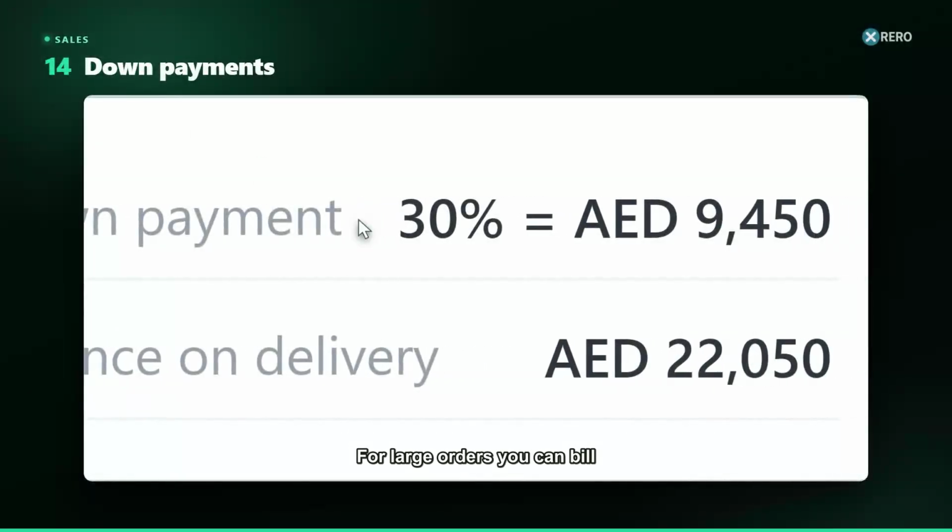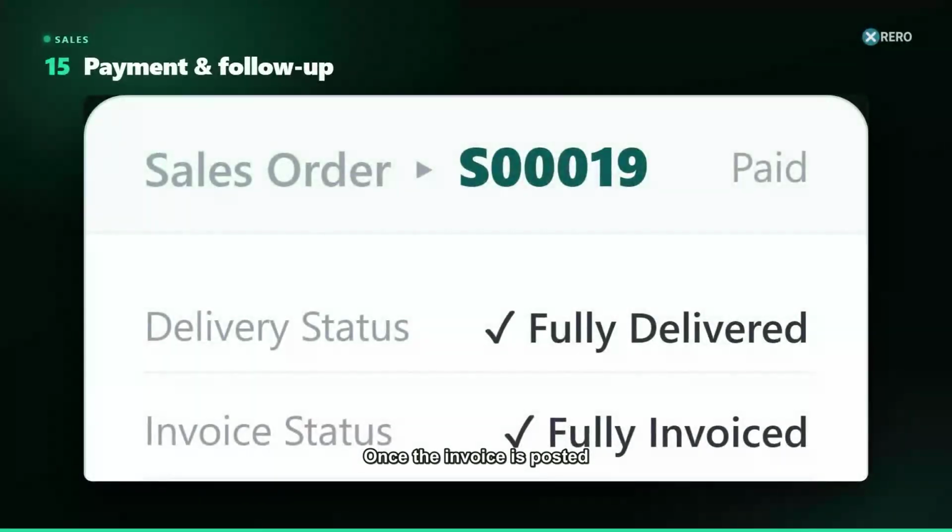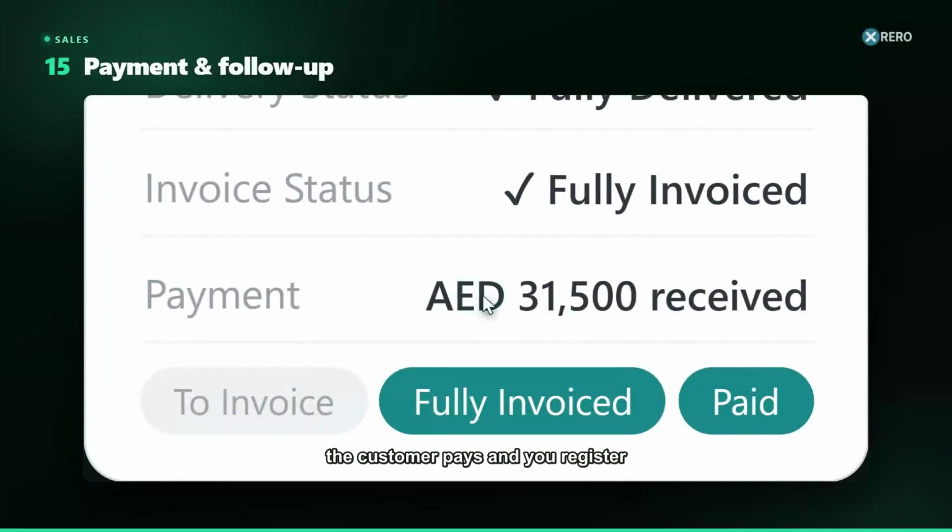For large orders, you can bill a down payment first, a percentage or a fixed AED amount, and invoice the balance on delivery. Once the invoice is posted, the customer pays and you register the payment in accounting. The order's invoice status becomes fully invoiced/paid.